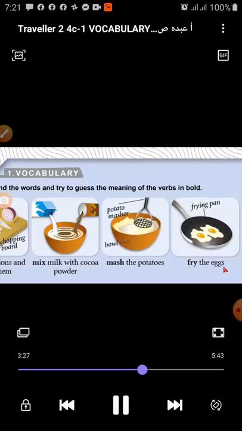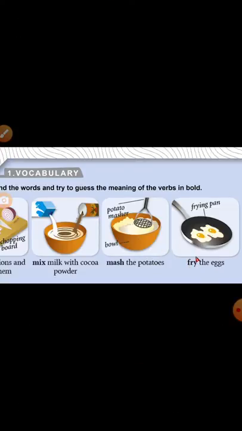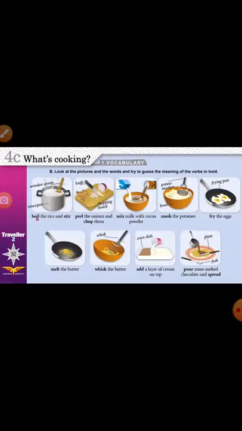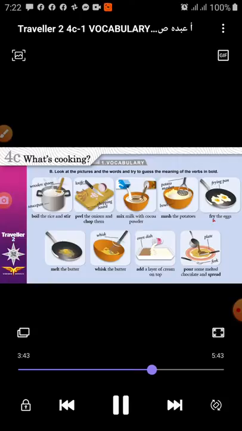You fry the eggs. When you fry your food, you cook it using oil. Unlike when you boil. When you boil, you use water. When you fry, you use oil. When you roast, you don't use oil, you don't use water. You use nothing. Boil, boil. Peel, peel. Mix, mix.